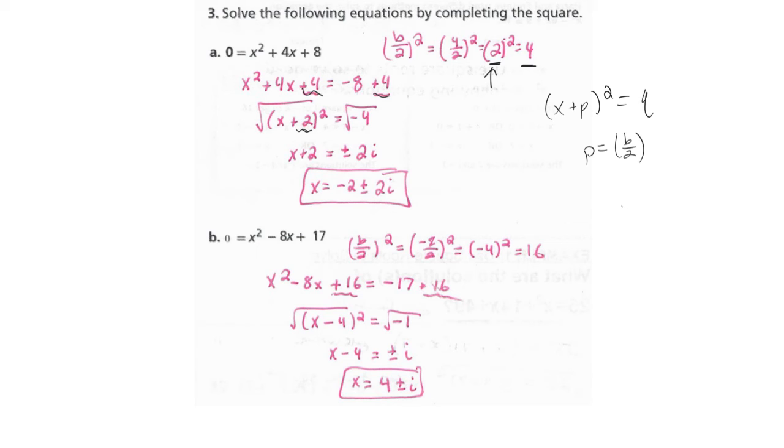The next one, same thing. Move the 17 over, so we get negative 17 on the right side. We do our b over 2 squared, and we get 16, so we add 16 to both sides. Our b over 2 is just our p, so we get x minus 4 here. Take the square root of both, and we get x minus 4 equals plus or minus i, because square root of negative 1 is plus or minus i. Move the 4 over, and we get 4 plus or minus i.